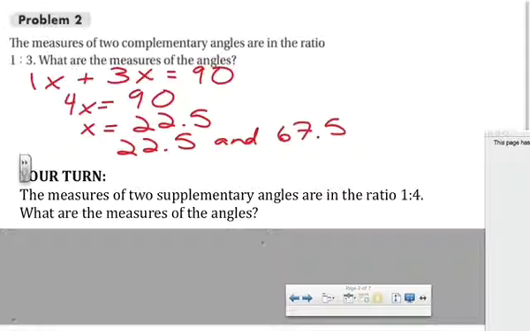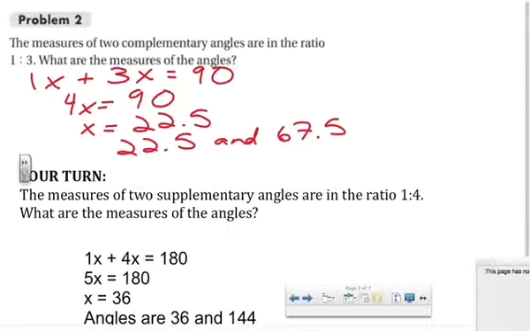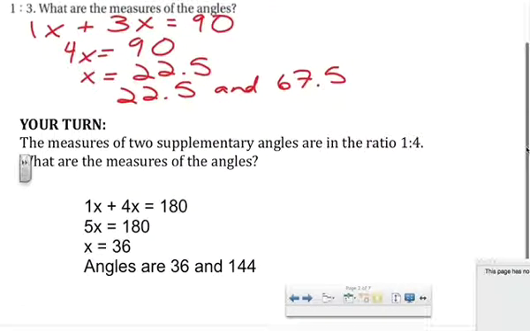Okay, from what I'm seeing and hearing, you're ready to check your answers against mine. Anything I need to clarify up here, something that you're still kind of fuzzy about? Okay, thank you for bringing that up. A lot of you asked me, okay, I got that x equals 36, but I don't know how to find the other angle. Remember, the 1x and the 4x are my two angles. So once I know what x is, I multiply it by 4 in order to get the other angle.